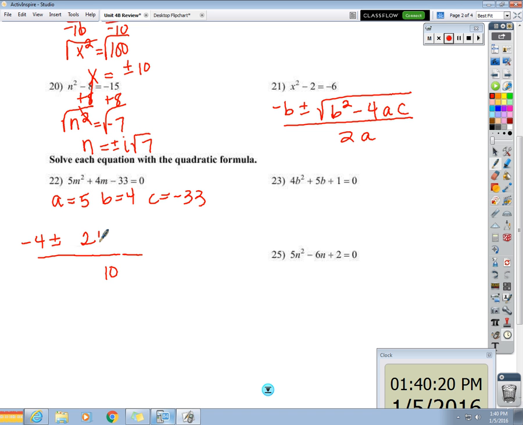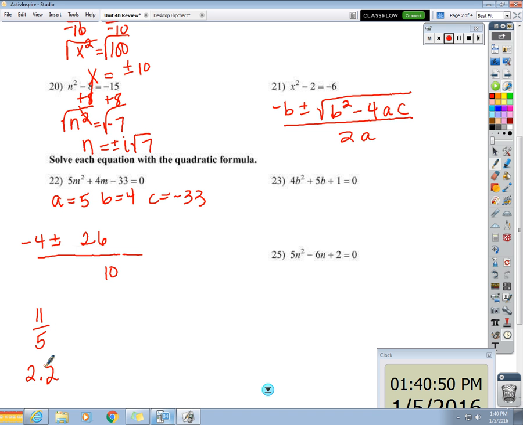Okay, how did we get a whole number? Why was it a whole number? Because 676 is a perfect square. Okay, now watch, because a lot of kids get confused here, so you really need to watch. Negative 4 plus 26 is, what's negative 4 plus 26? And what's 22 over 10? 11 over 5, or if you typed it in, it might tell you 2.2 as a decimal.